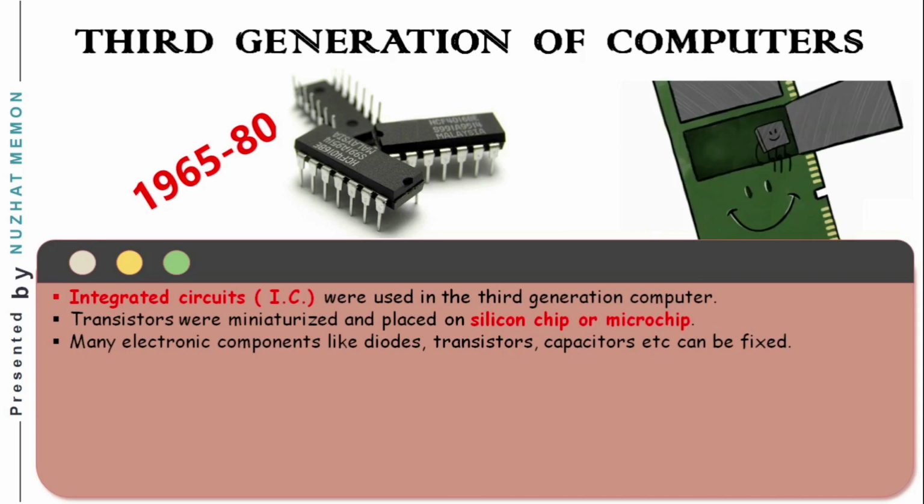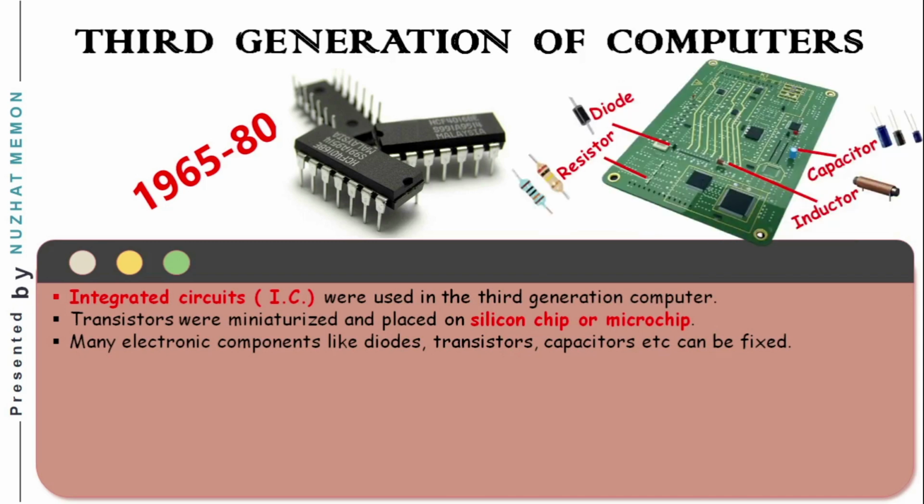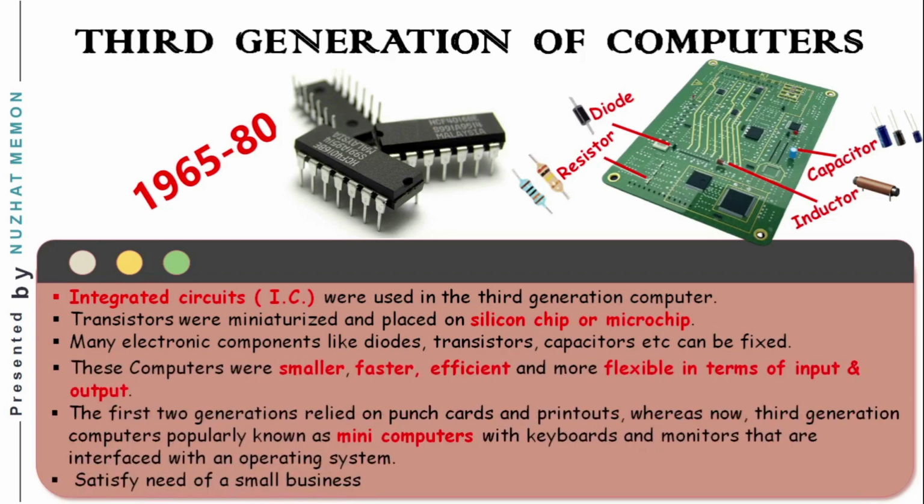So essentially, an integrated circuit is a composite of various electronic components. So as you can see, there is a diode, then transistors, and then resistors, capacitors. They are connected in a way that produces a specific effect. As we can say, replacing the technology of second generation computers, that is multiple transistors, with a single chip made the computer smaller in size, faster and efficient, and more flexible in terms of input and output.